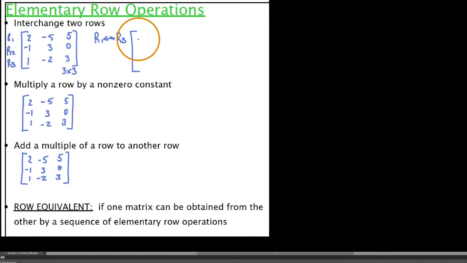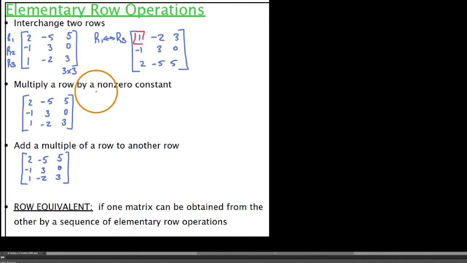And what you'll see is if I were to swap these two rows right here, basically the new first row would be 1, -2, and 3. And the bottom row would now become this 2, -5, and 5, with the middle row being -1, 3, and 0. So this is a very basic row operation, but one that we use a lot, especially when we want to use Gaussian elimination. We got a 1 in the top left corner, which was easy to do with switching rows.